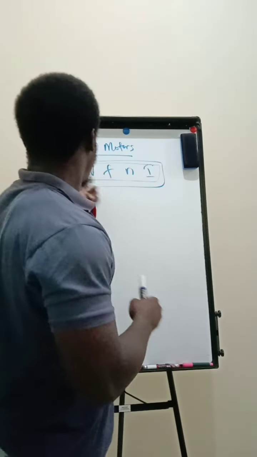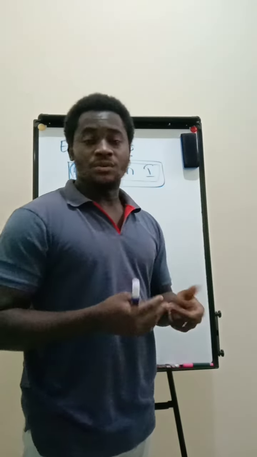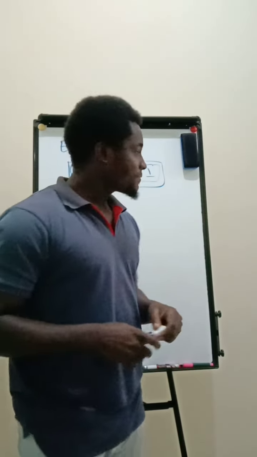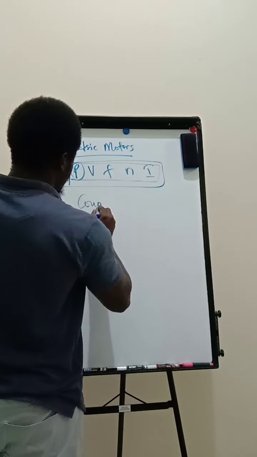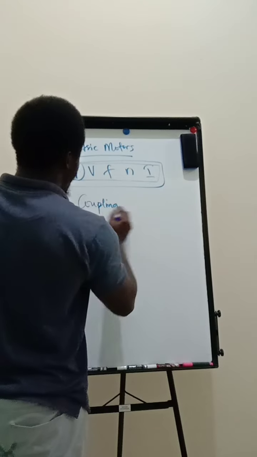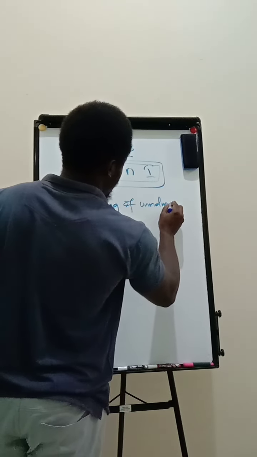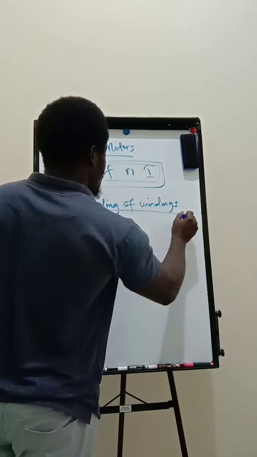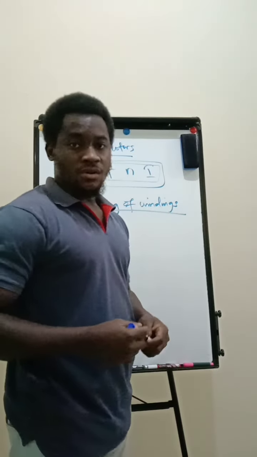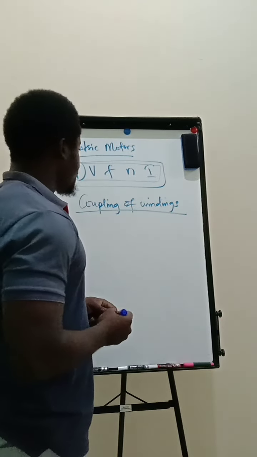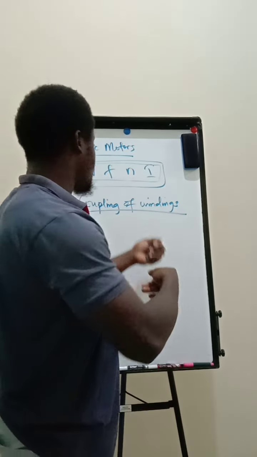So we get to understand the amount of power that we require to run a particular motor, either in star or in delta. So now we're talking about couplings, or winding coupling, coupling of windings. So how do we couple the windings of an electric motor? We go to the terminal board of the electric motor. We will find different windings, or different wires, which are wound or rewound inside the electric motor.